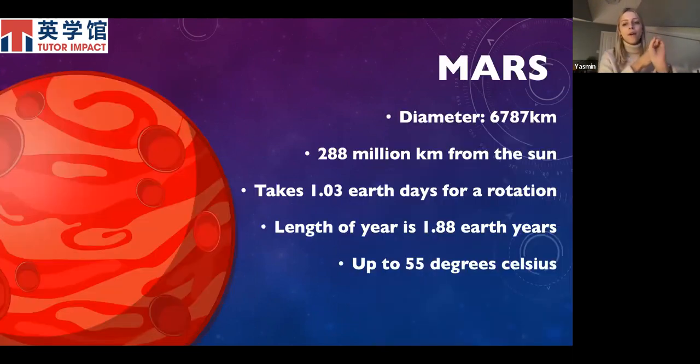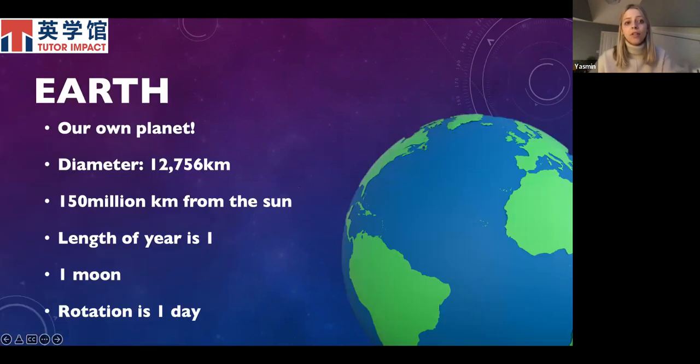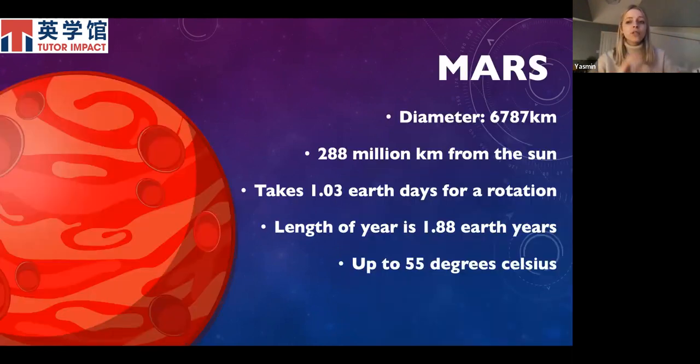So my very easy method, so the M of method links with Mars. So the diameter compared to Earth, as you can see, it's about half the size of Earth. It's 6,787 kilometers in diameter. Again, we're moving further away from the sun. So this is 288 kilometers away, and it takes 1.03 Earth days for a rotation.